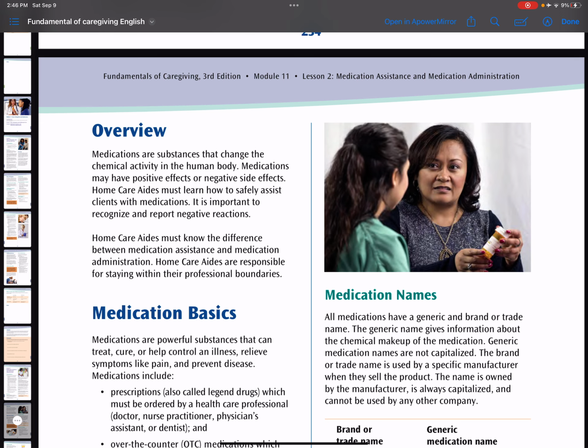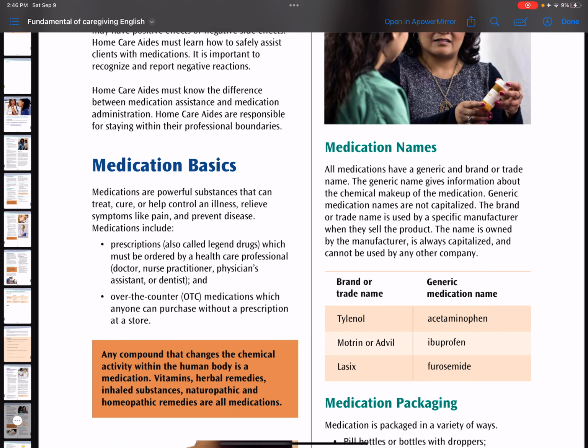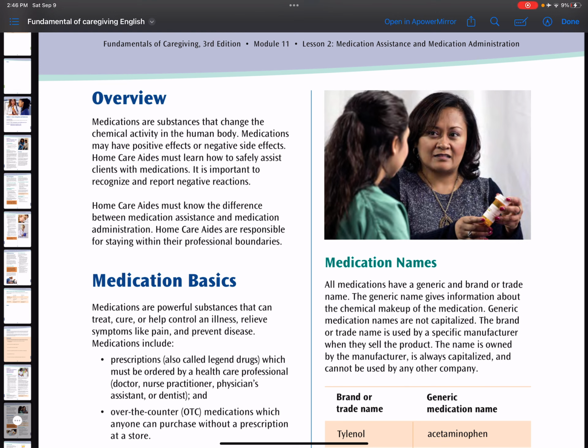Okay, let's start medication basics. Medications are powerful substances that can treat, cure, or help control an illness, relieve symptoms like pain, or prevent disease. Medications can be prescriptions, and they can be over the counter. Prescription medications must be ordered by healthcare professionals, and over the counters don't need any prescription. You just buy them from the store.